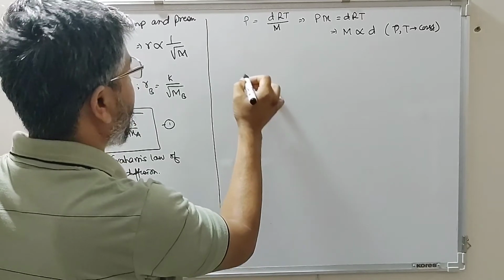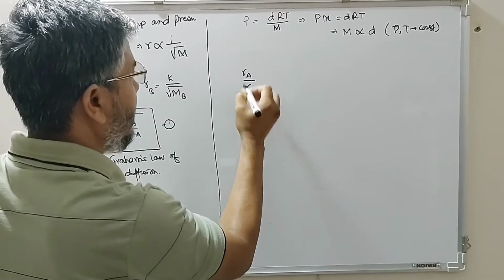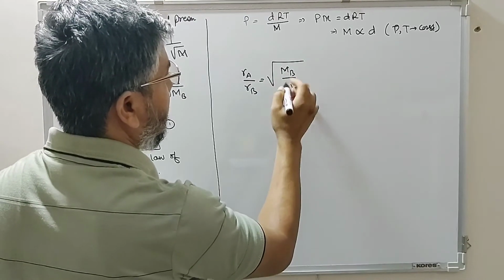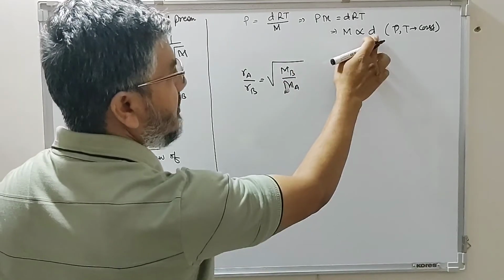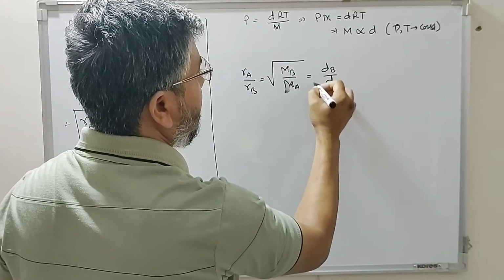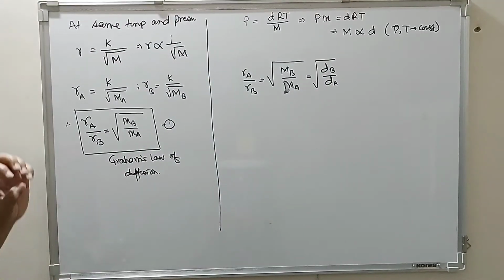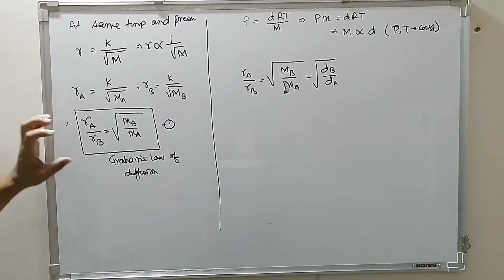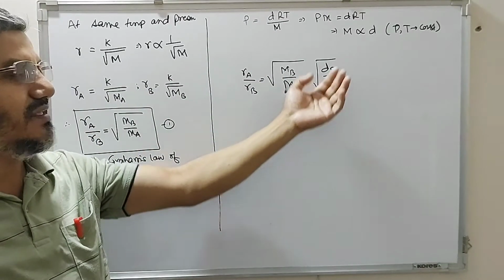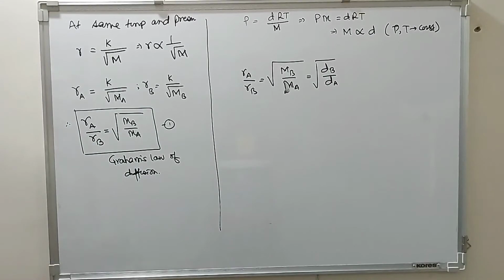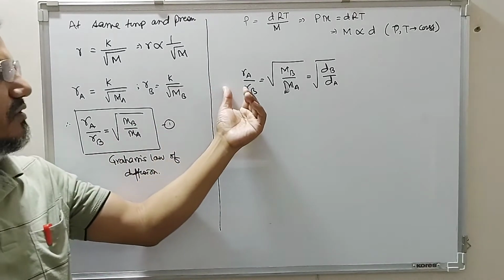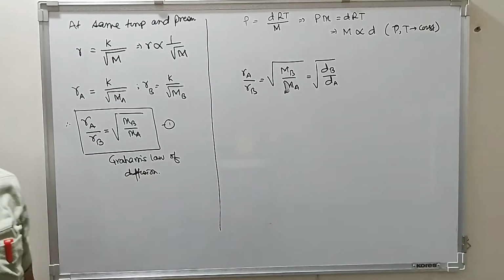So from equation 1, Ra by Rb is equal to under root of Mb by Ma. Molecular mass is directly proportional to density, so we can say this is under root of density of gas B divided by density of gas A. So again we say the rate of effusion or diffusion under constant temperature and pressure is inversely related to the densities of the gas. So the gas with higher density will have a lower rate of effusion or diffusion.